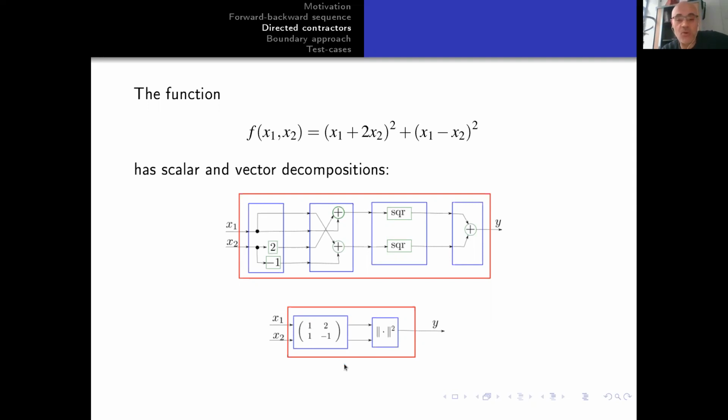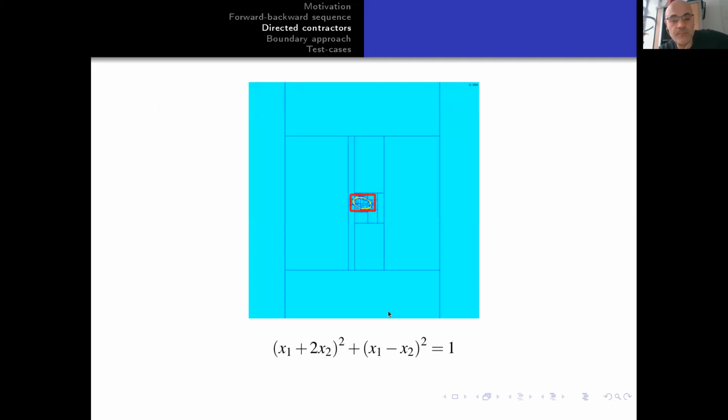So let me give you a very simple example. I take this expression, I perform a forward-backward using the scalar decomposition, so HC4 revise. And if I use a vector decomposition, I obtain directly the red box without any bisection. So it's just an illustration to show that the vector decomposition is much more contractant in general.